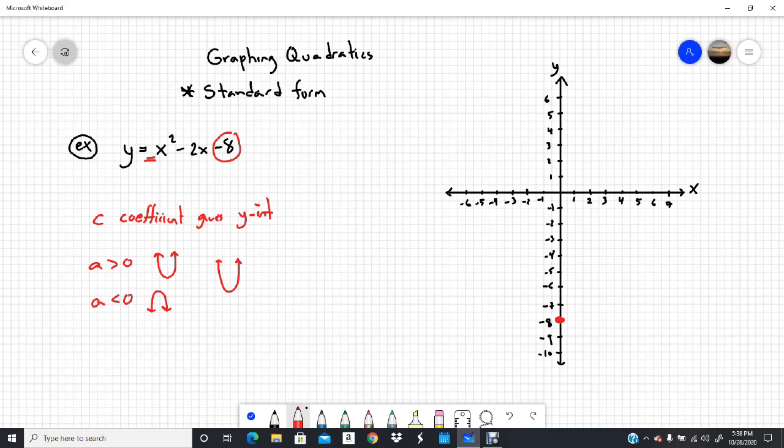How can we obtain a couple other points? Well, we have to find the vertex and the x-intercepts. Once we have these points, it is pretty easy to graph the quadratic. To obtain the vertex, negative b over 2a will give the x value of the vertex. And that will also be the axis of symmetry line.